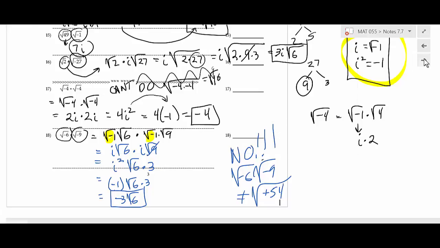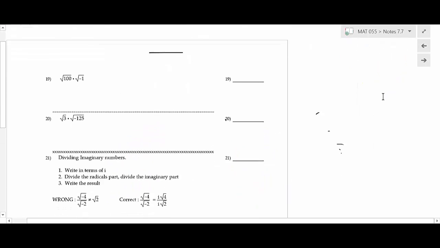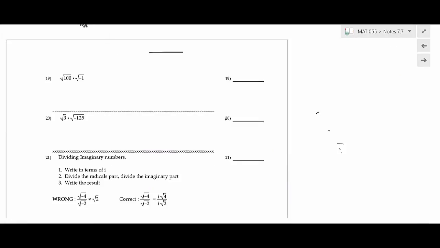Okay, all right, let's see. Let's move on and do a few other ones here. Okay. All right, now let me ask you a question on this and see if you guys know what I'm talking about or not. Okay, square root of 100, is that a real number or imaginary number? It's a real number, right?